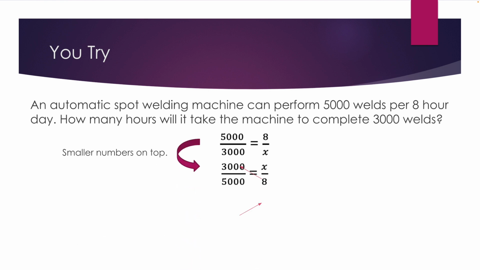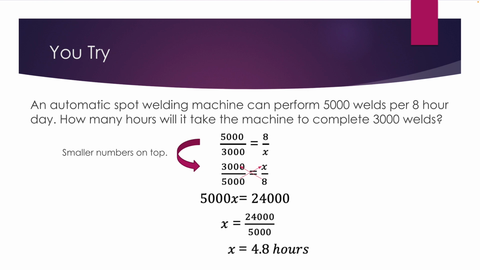And now I'm going to cross multiply. And now I need to divide by 5,000 to get the x by itself. And I get 4.8 hours to weld 3,000 welds.